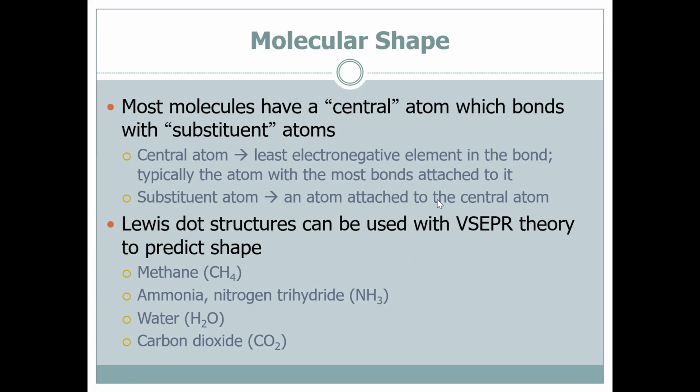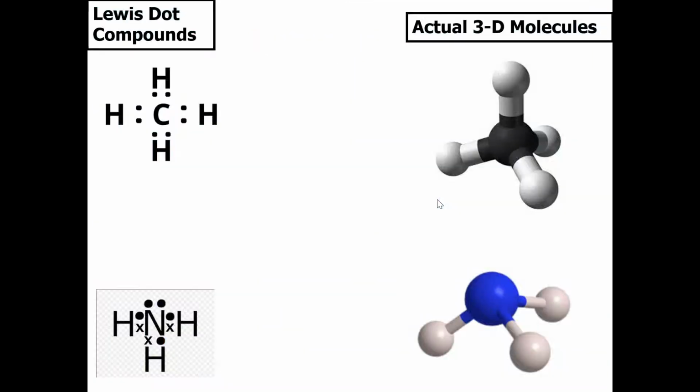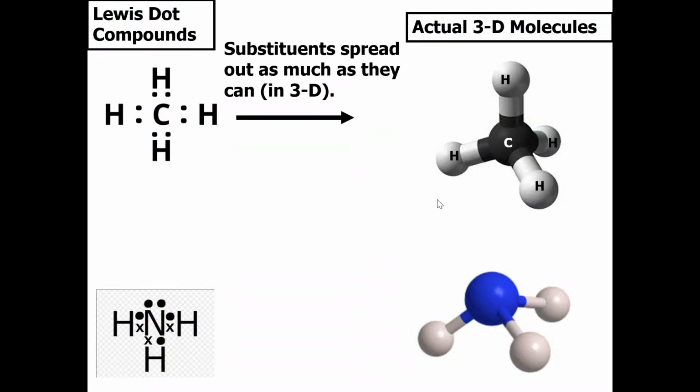So I'm going to show you a few shapes, one for methane, one for ammonia, one for water, and one for carbon dioxide, just to give you an idea before we dive into what this process is about. On the left-hand side at the top, that's methane, carbon tetrahydride. What happens is when those substituents that are in two-dimensional space, as you see it on the screen, spread out into three-dimensional space, they take up this unique shape that is actually called a tetrahedron. You'll see that a lot through this presentation.